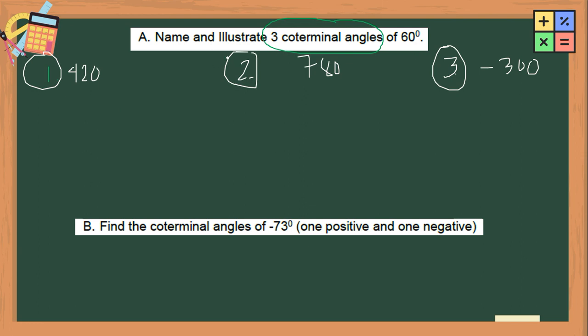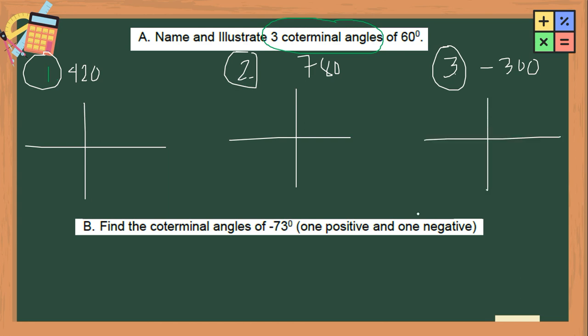Okay, sabi niya doon sa tanong, illustrate. We're going to illustrate 420. And what quadrant is that? Positive yan, no? What quadrant is 420? Anong quadrant po yan? Grade 11 na kayo. First quadrant.